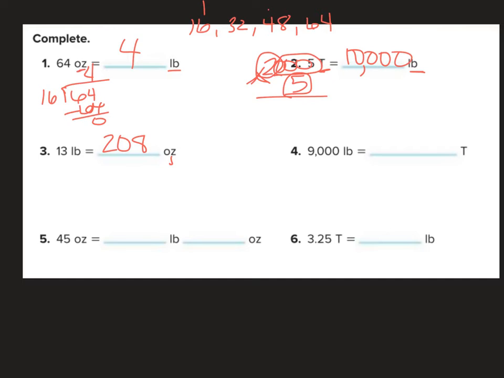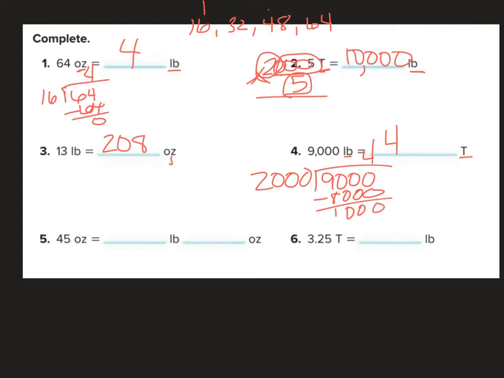All right, so here we have 9,000 pounds equals how many tons? So we're small to big. I need to divide. 9,000 divided by 2,000. Okay, 2,000, 4,000, 6,000, 8,000. So it's going to be 4 tons minus 8,000, which means I'm going to have 1,000 pounds left over. Or if I was going to write it as a fraction, look at this, it would be 1,000 over 2,000, which we know is just a half. So I could say 4.5 tons or 4 tons and 1,000 pounds if I wanted to do it that way.